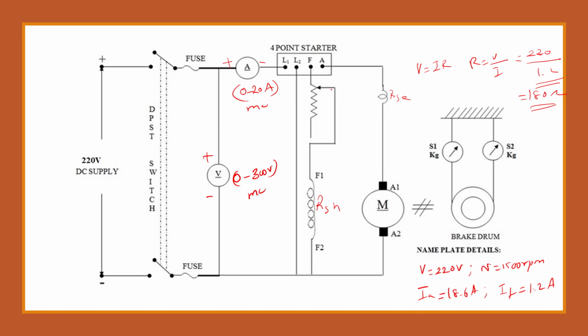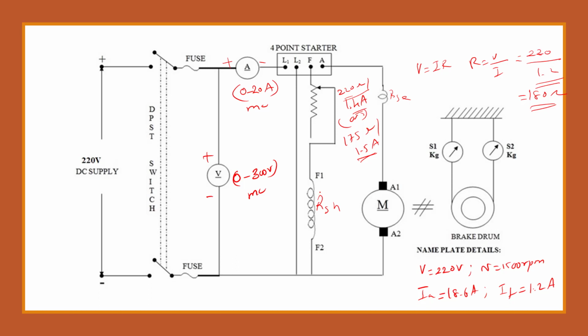In our lab we have a 220 ohm rheostat with 1.4 amps, so I am going to consider that, or you can consider a 175 ohm rheostat with 1.5 amps, anything nearby. We have to consider the current rating. According to the current rating and nearby resistance, we have to choose the rheostat value.